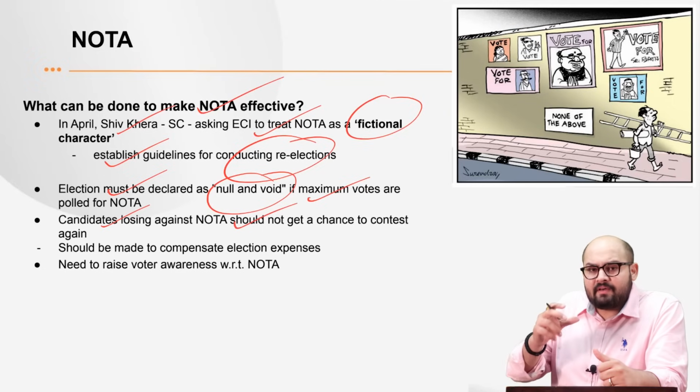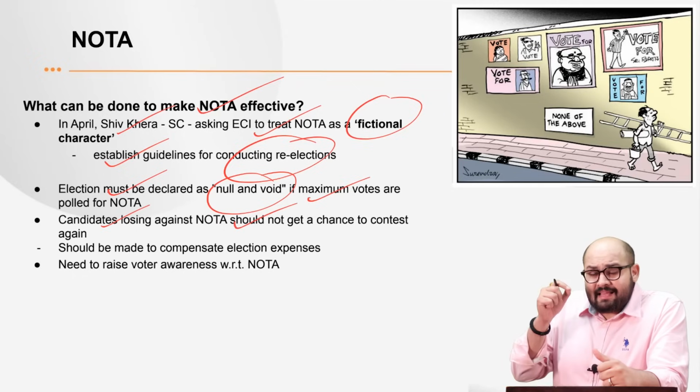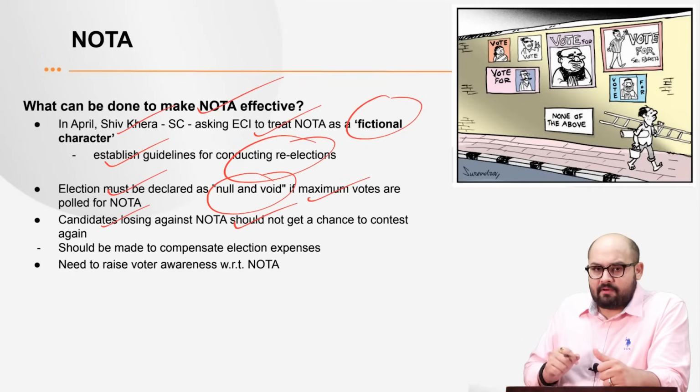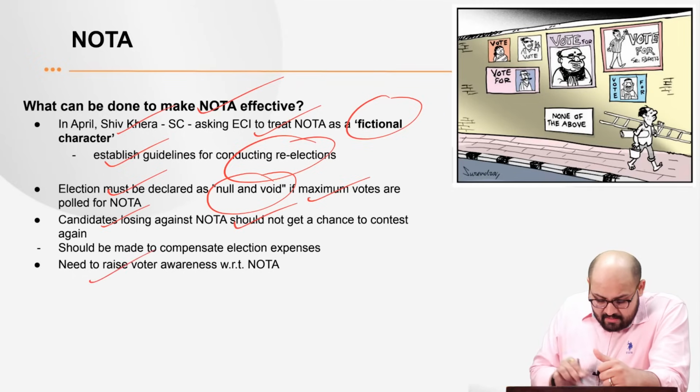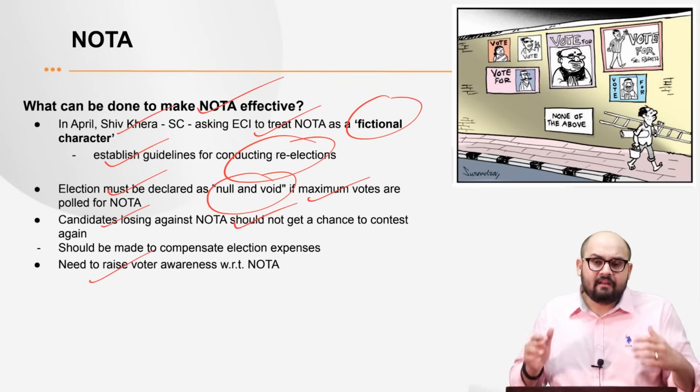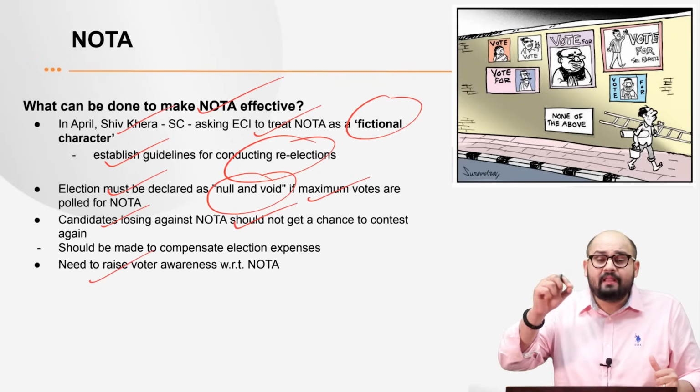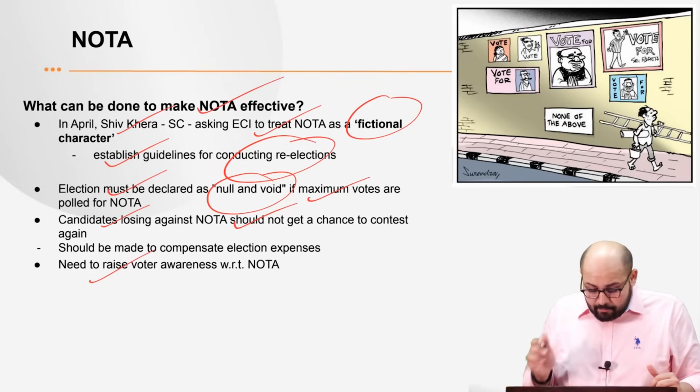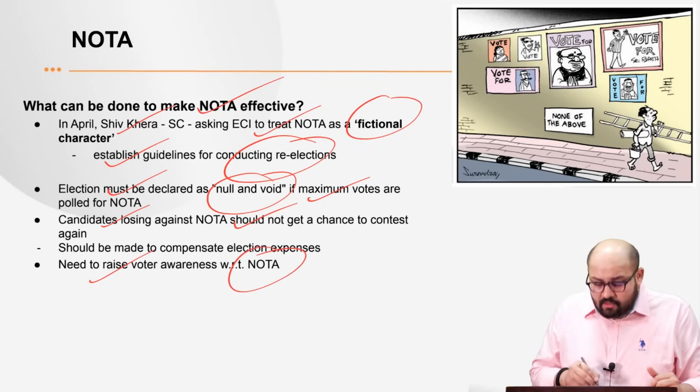Moreover, if someone is getting lesser votes than NOTA, then the election expenses should be recovered from that particular person, right? Then finally, there's a need to actually raise awareness about this right to negatively vote. People are not aware. So people need to be made aware of this NOTA option.